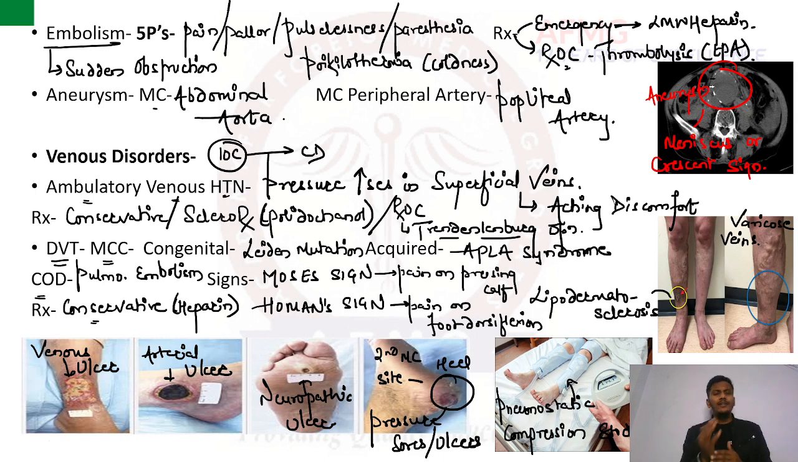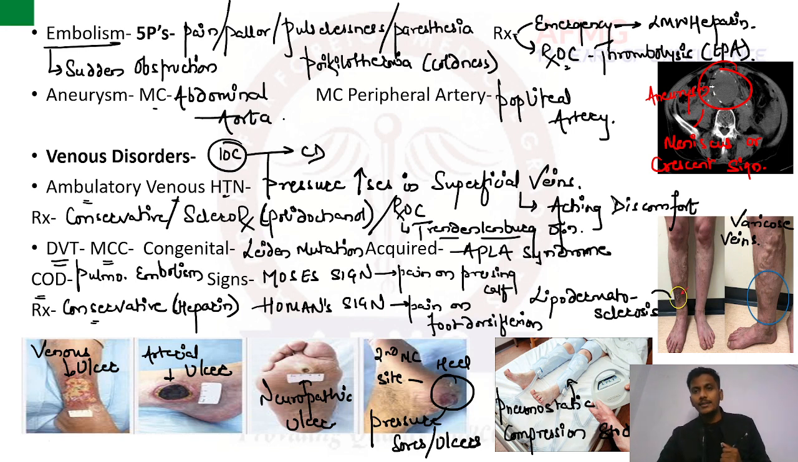Whenever the blood supply is impaired, there would be pain. Second, there would be pallor. Third, the pulse would disappear, that is pulselessness. Fourth, there would be some numbness or tingling sensation, that is paresthesia. And last, there would be cold extremities, known as poikilothermia. So these are the 5 P's, okay? Important. Then what should be done as a treatment for embolism or sudden arterial obstruction?